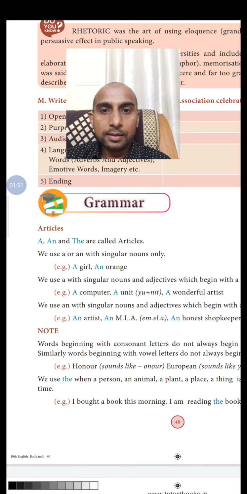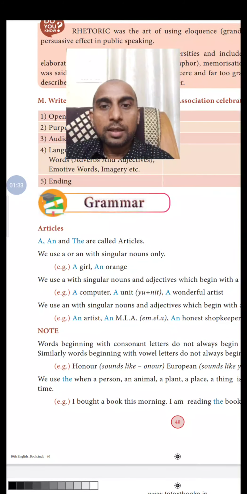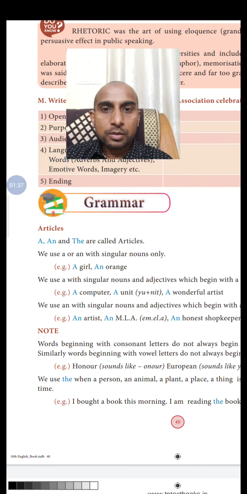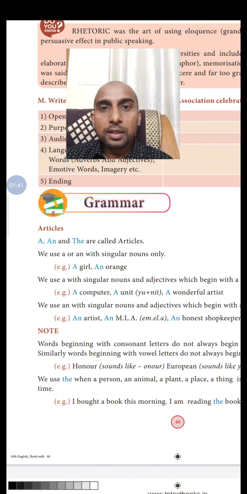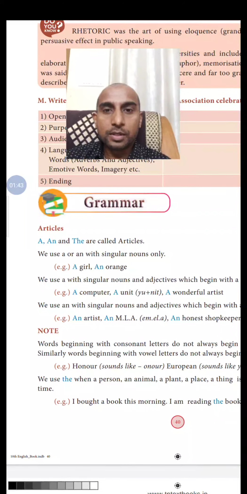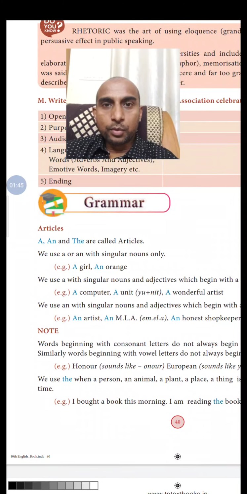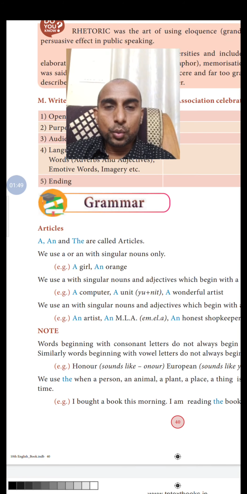Now, for example, how do you use a before singular nouns? A girl. A girl is a singular noun. An orange. Here you'll come to learn in detail when to use a and when to use an. So this is the first rule of using the singular articles a and an. You will use only a and an before singular nouns.